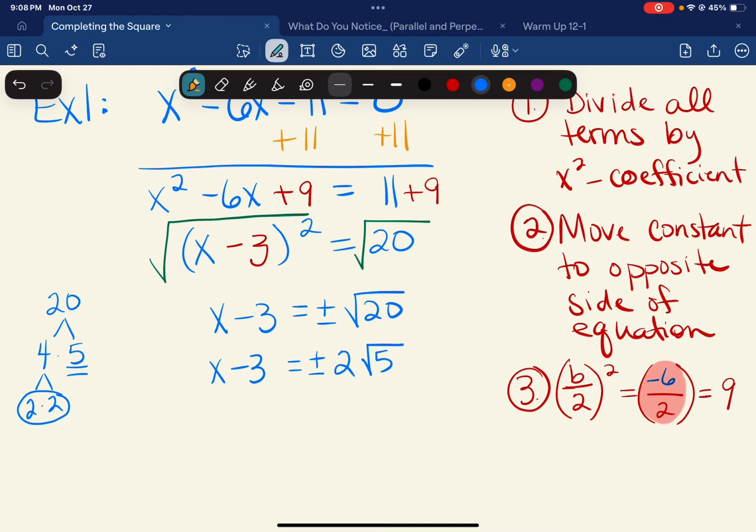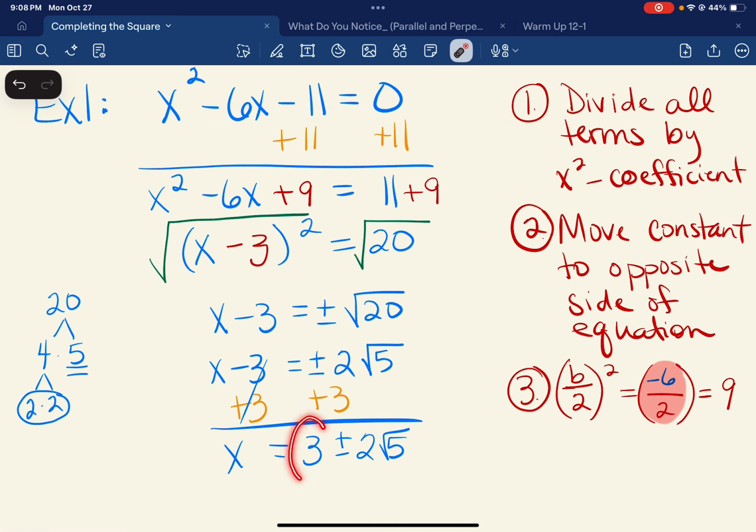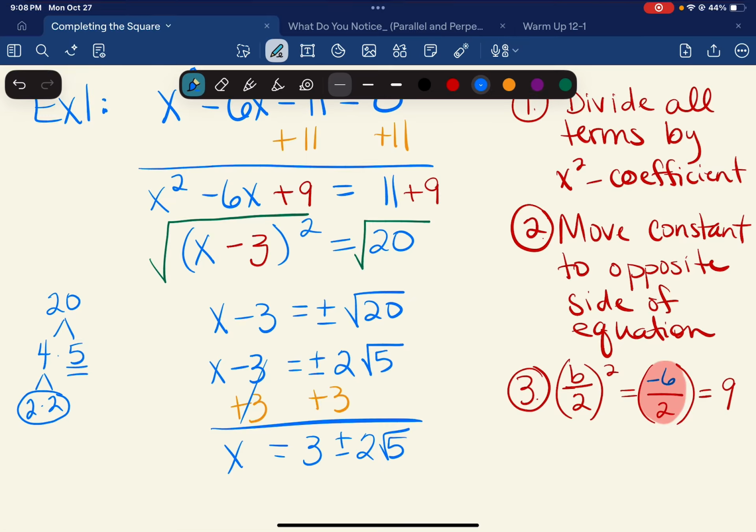Okay, so we almost have our x value by itself. Let's add 3 to both sides of our equation. And that ends up giving us x equals 3 plus or minus 2 square root 5. Generally, that's the format that we're going to write it in so that we can tell the 3 is definitely not underneath our radical. We wouldn't place it behind here. It just looks a little neater and cleaner when we write it in this order.